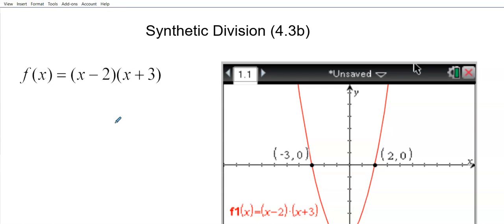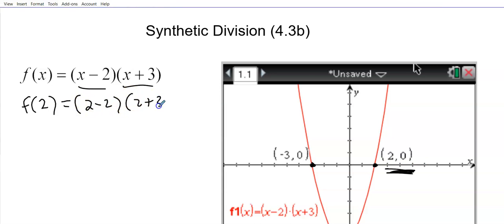Okay, so now we're on to synthetic division. Again, getting back to what we just did, if the solutions are at 2 and negative 3, the factors are x plus 3 and x minus 2, right? I just want to make sure you make this connection because it might help us. So let's say we plug 2 into this function, f of 2. If you look at that ordered pair, you might know the result, but if you don't, that's okay. So this would be 2 minus 2 times 2 plus 3, which is 0 times 5, which is 0.